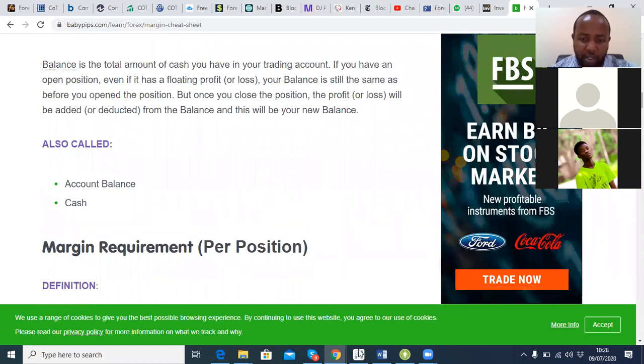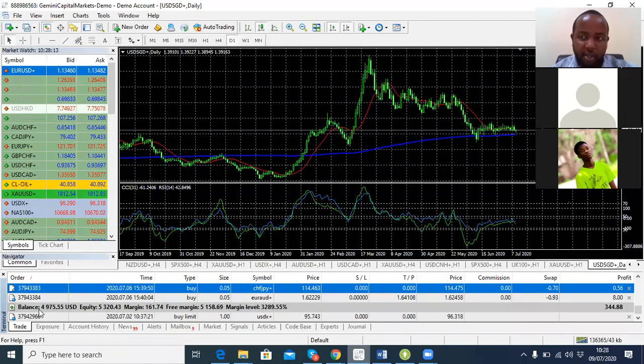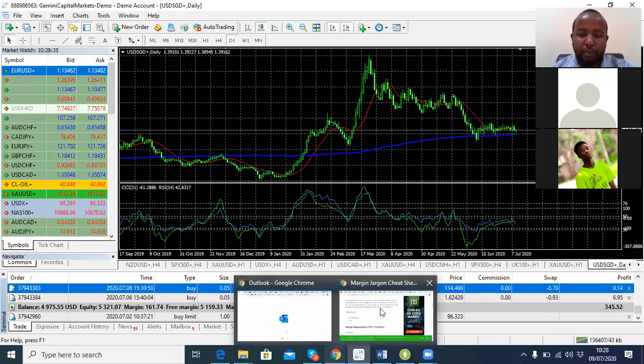So let me show you. This is the account balance. You can see down here, 4975.55. This is the account balance we are talking about. You can see it does not change as you open or close. But if you close in a profit, it's added up. If you close at a loss, of course, it's deducted from the balance.